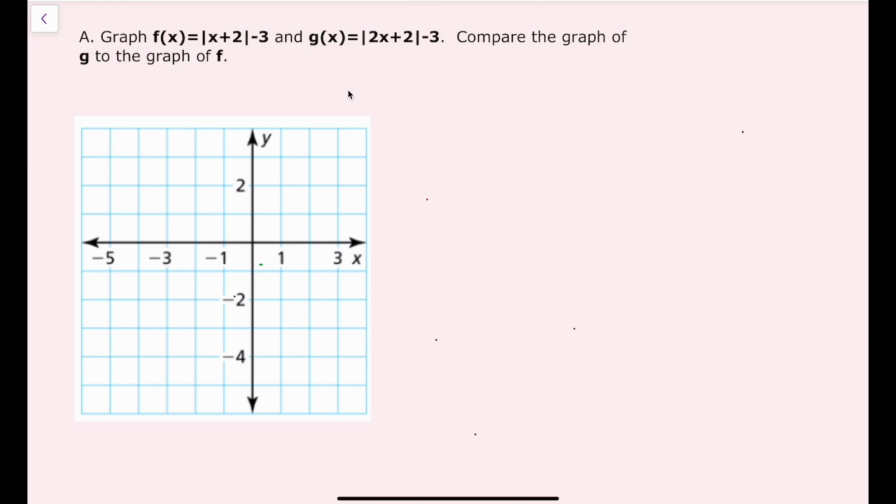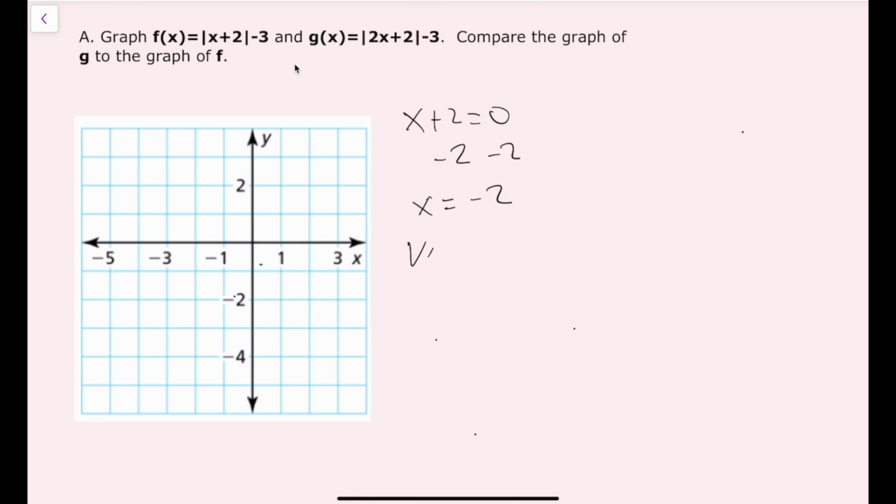Well, first I'm going to graph f. And remember, I want to find my vertex. So I'm going to set this whole thing equal to 0. So x plus 2 equals 0. Subtract 2. And you could probably do that in your head if you wanted to. But x equals negative 2. So I know negative 2 is the x value of my vertex. And then I see that I have negative 3. Remember, if I plug negative 2 into here, this entire absolute value expression is going to cancel. So I'm just going to be left with negative 3 as the y value of my vertex.